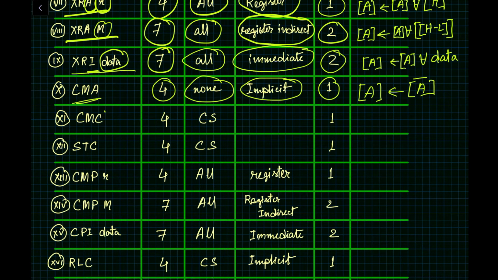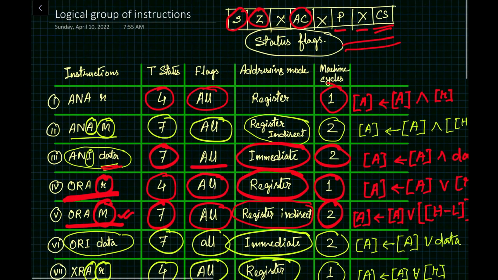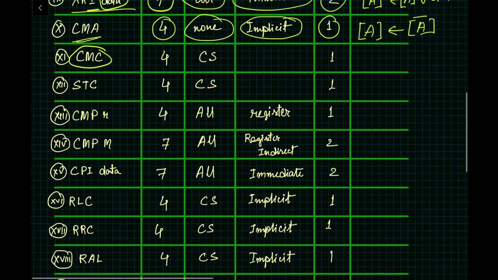Next we have the CMC. What is the meaning of CMC? Complement the carry status. One thing you have to understand here is that the carry status is not a part of the accumulator. Carry status means it is in the status flag register that I have already shown here. So this content is now going to be modified. Whatever be the carry status, CMC means the complement, so we have to complement the carry status.